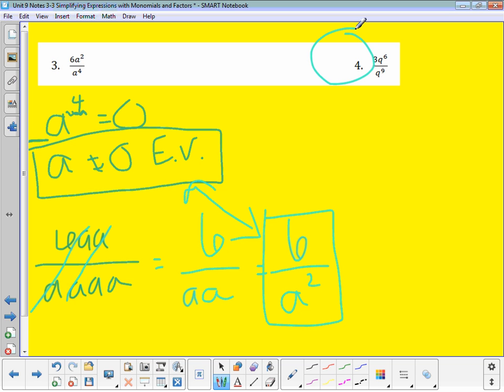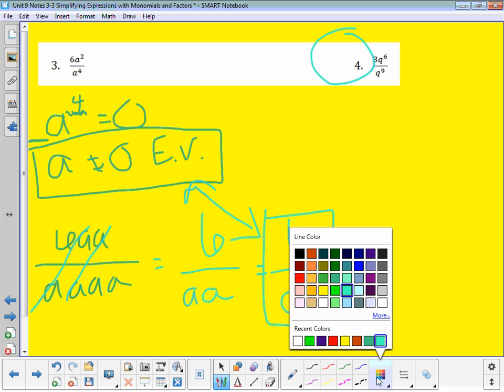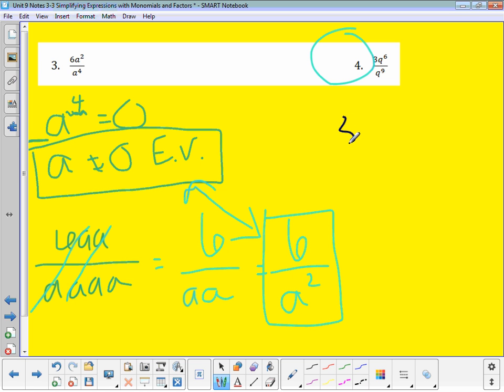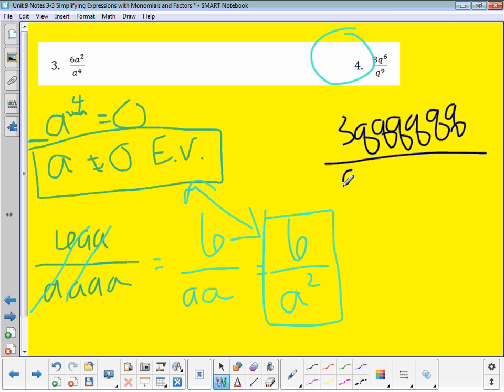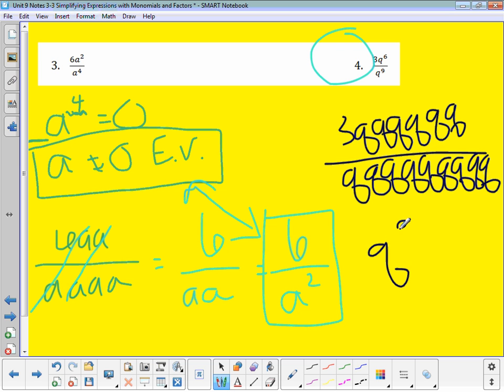I'm going to go ahead and have you guys try number 4 on your own. So make sure you write out all of your q's. Let's get a little head start on it. So you have a 3 on top, and then you have 6 q's on top. And then you're going to have 9 q's on the bottom. Okay, just to help you get canceling out. And make sure you also find your excluded value. So q to the 9th is equal to 0. Figure out what value is going to make that true.